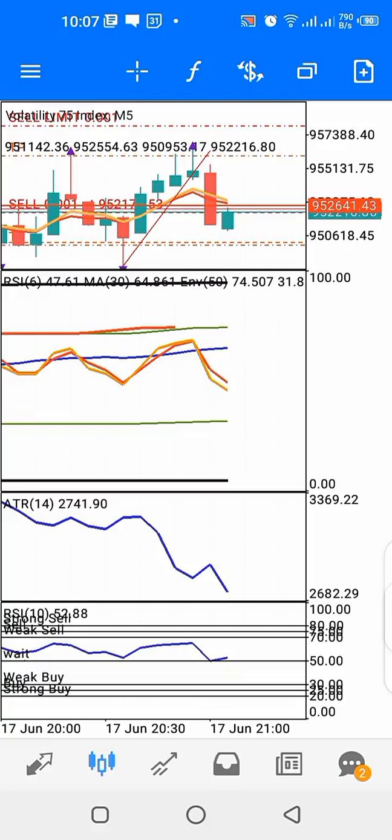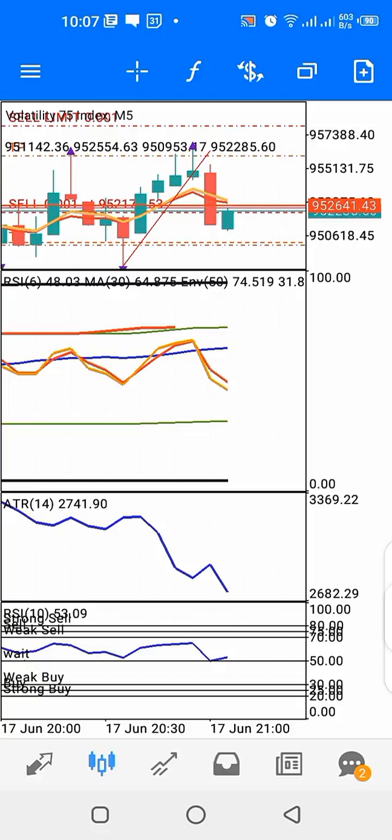The sellers were able to push price down below the ascending trend line, and price also closed below my mid line, which is the red horizontal line. So that gives me a strong conviction that we'll grab these 2,000 points. But let's see what happens.